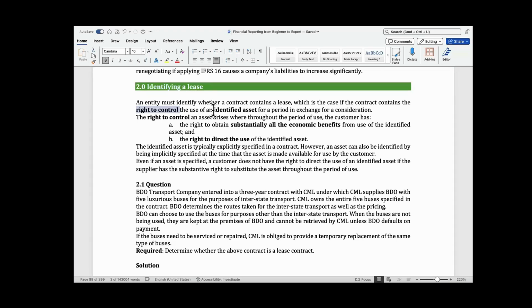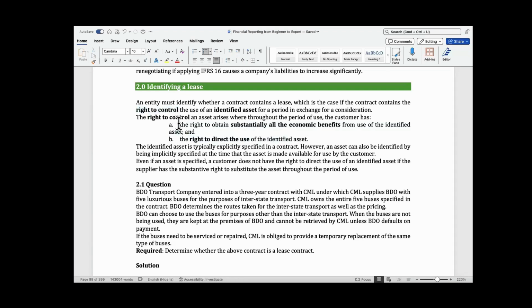And when we say right to control, it means two things. When I say it means two things, I mean those two things must exist. They must be present for us to have the right to control. And what are those two things? The first is the right to obtain substantially all the economic benefit from the use of the identified asset. And two, the right to direct the use of the identified asset.